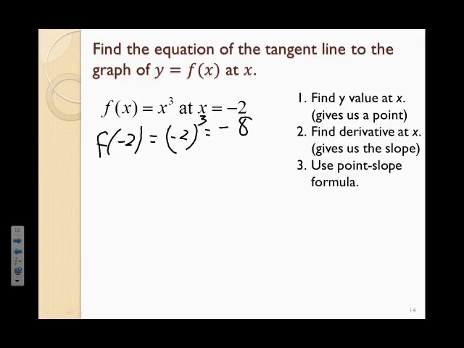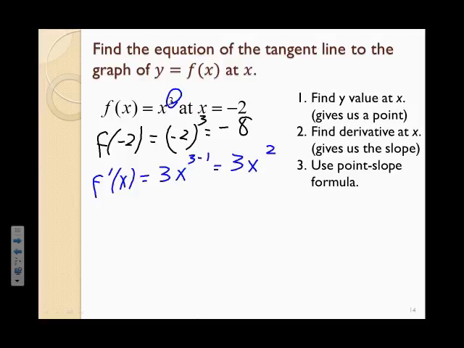The second step, we need to find the derivative. So we will calculate the derivative. F prime of x is going to be, well, again, we work with the exponent here, the 3, so it's 3x to the 3 minus 1, so it's 3x squared. Now, we want to find the slope. Well, this is the slope at any point.